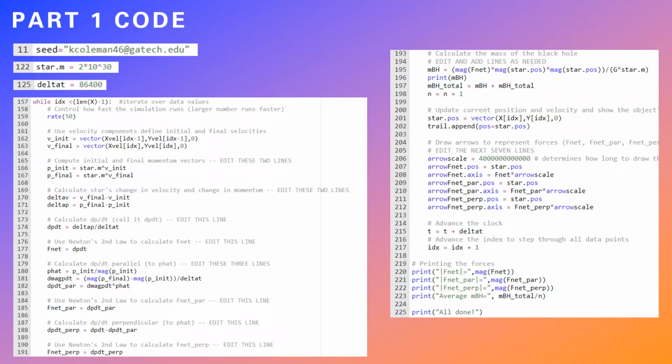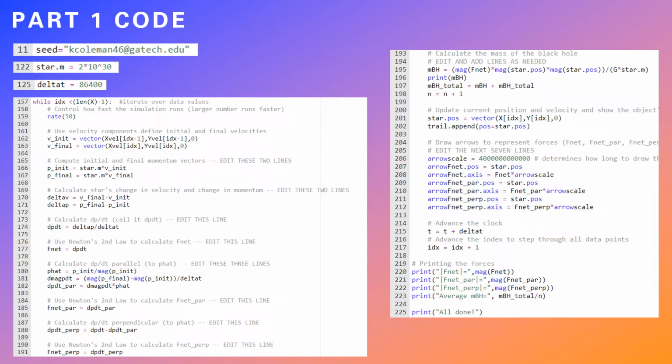So here's my code for part 1. I just edited the seed code to make it unique to my email, added in the star mass that was given, and made delta t equal to 1 day in seconds, and basically just edited what needed to be edited in the code. So, I changed delta v to v final minus v initial, delta p to p final minus p initial, said that dp/dt equals delta p over delta t because it is by definition.